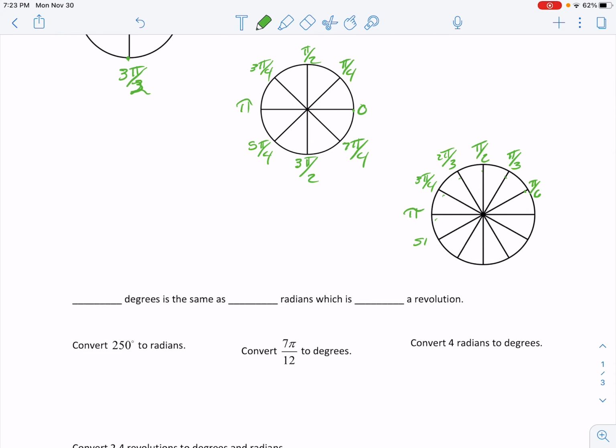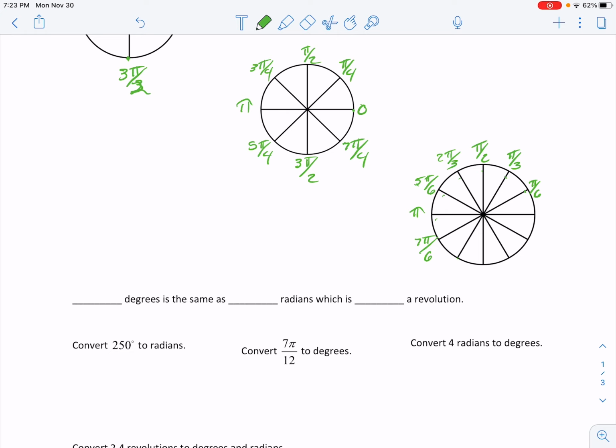And 7 pi over 6. Oh, we didn't label that one. These are 6. What am I doing? I'm lying to you. Those I think were right. This is 2 pi over 3. This is 5 pi over 6. This is pi. This is 7 pi over 6.